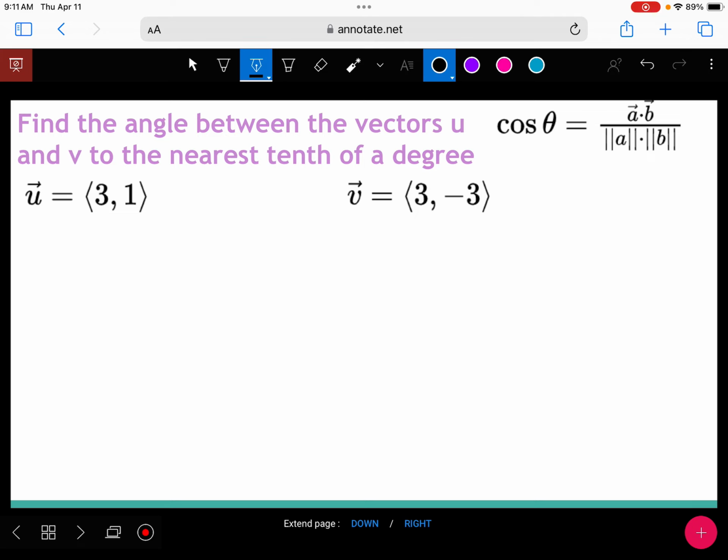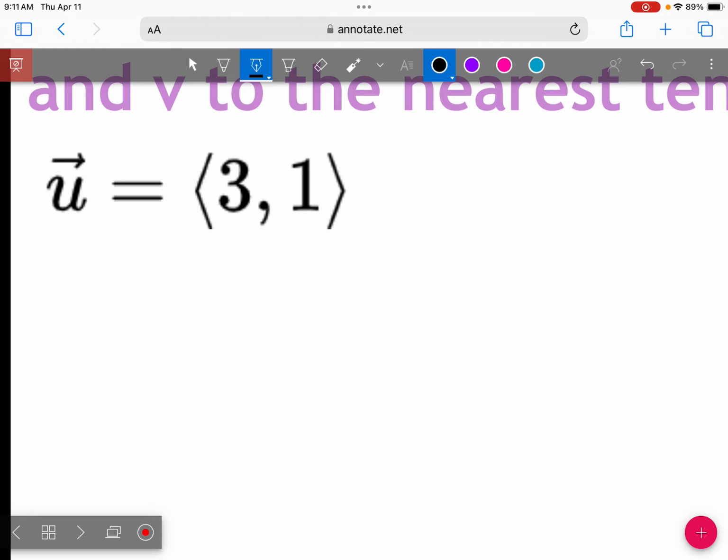So same thing. We're gonna find the angle between vectors u and v, and I've given you a new u and a new v. The new u is (3, 1), and the new v is (3, -3). So very same thing. I'm going to find my dot product, find both my magnitudes, and smash everybody together. I'm going to start with u dot v, my dot product.